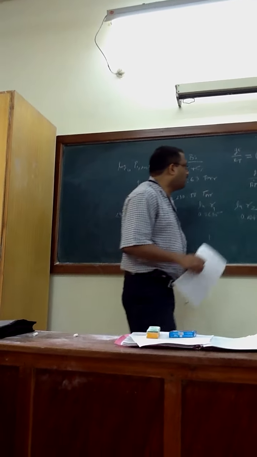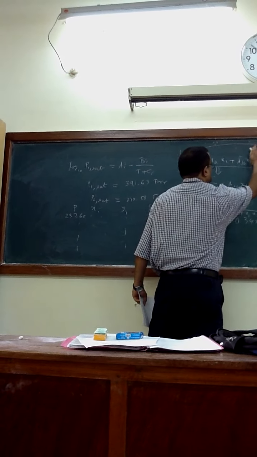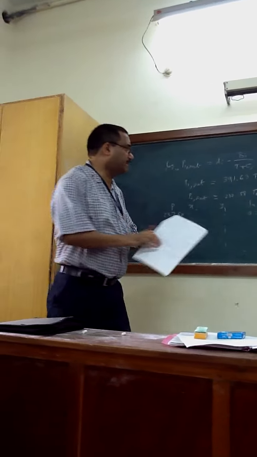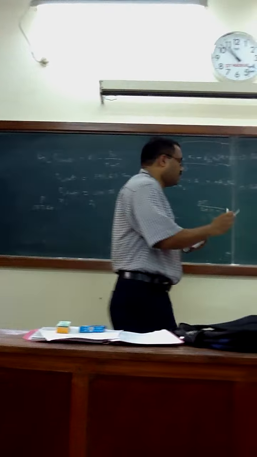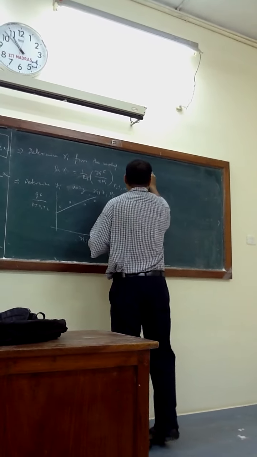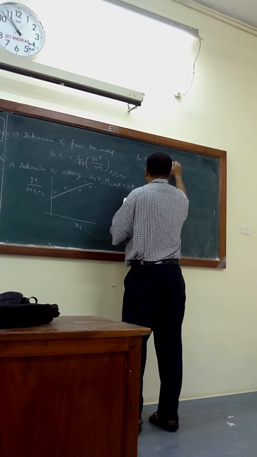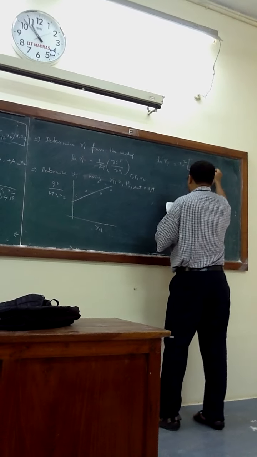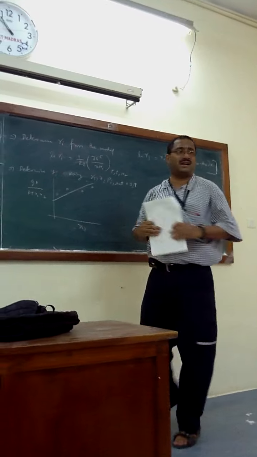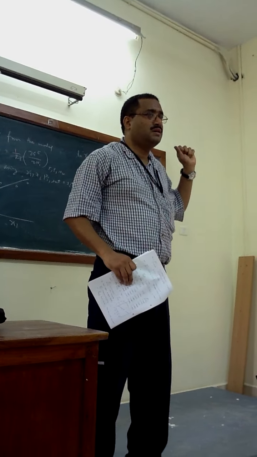First of all, one thing I have to tell you: did you see your notes, how you got it? What was the 3 suffix model? That's why I didn't get the answer, I was a bit disturbed. The 3 suffix model was originally given as ln gamma 1 equals x2 square into A12 plus 2 into (A21 minus A12) x1. Is that correct? Yes or no?